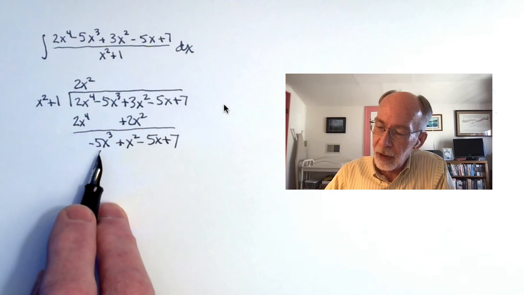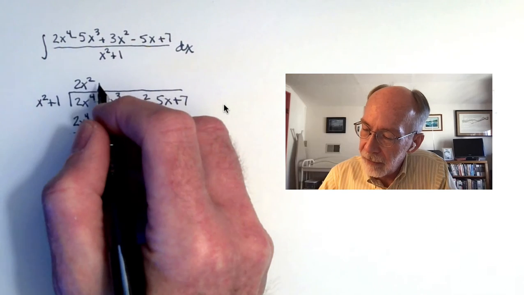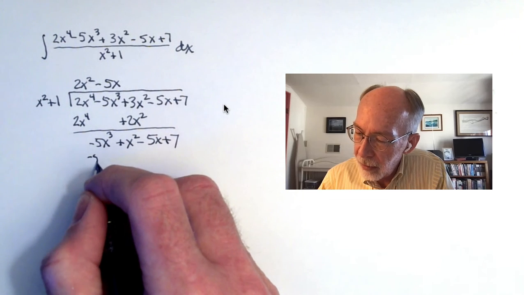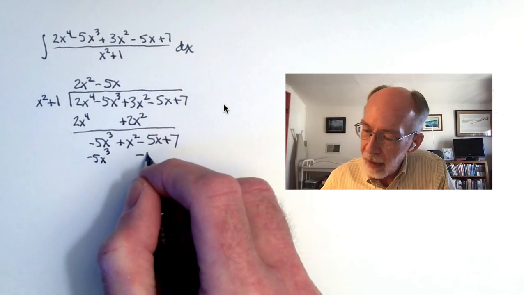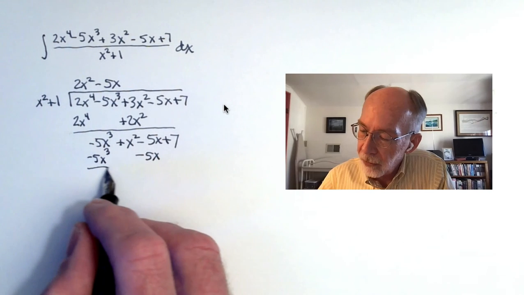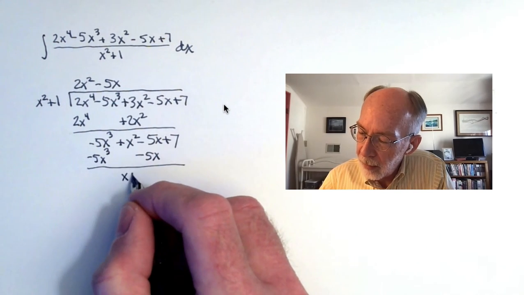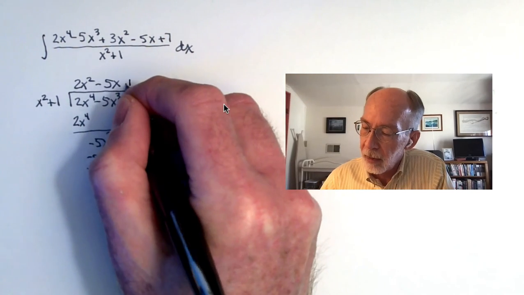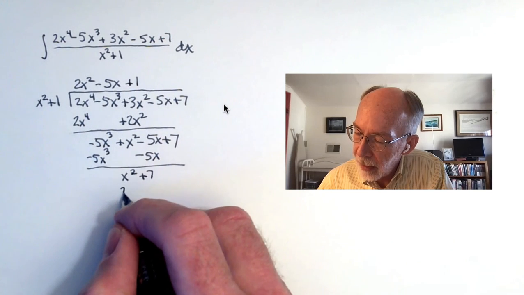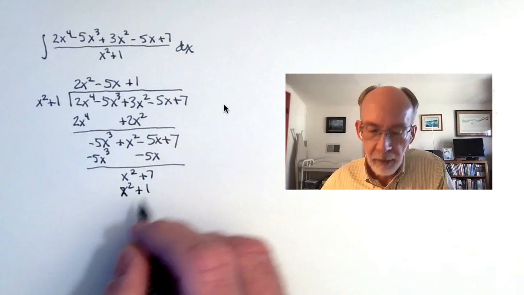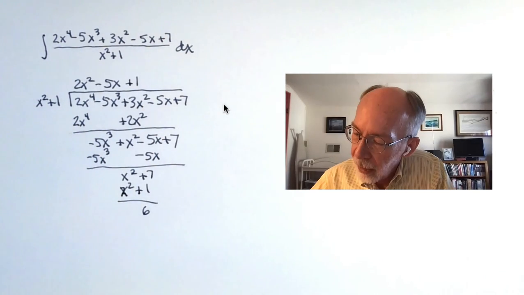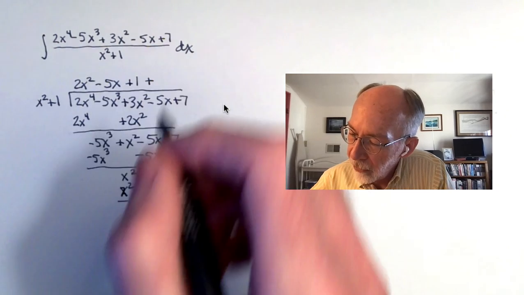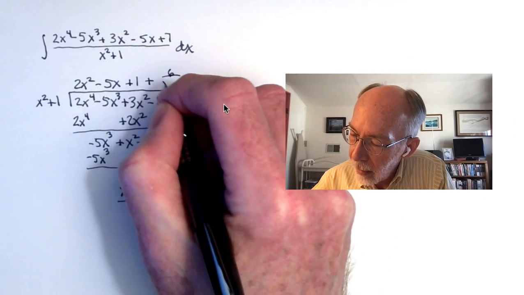I divide the negative 5x cubed by x squared, I get negative 5x. Multiply around, negative 5x cubed minus 5x. Subtract: x squared plus 7. x squared divided by x squared is 1. 1 times x squared plus 1 is x squared plus 1. I'm left with 6. So my quotient at the end of the day is 2x squared minus 5x plus 1 plus 6 over x squared plus 1.